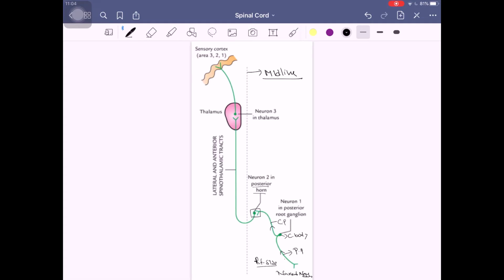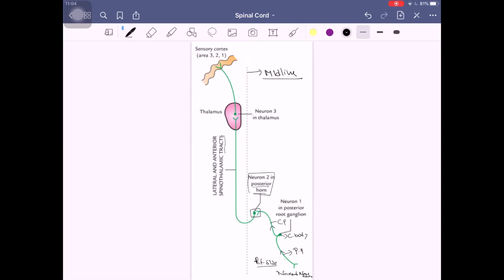Now it is crossing and moving all the way up. You can say the axons of your second order neuron are called a tract, because the moment it comes and synapses in the posterior horn of the spinal cord, the axons start going upward. That is what we call a tract or the funiculus. So it is ascending in the lateral and anterior column, or funiculus, of the spinal cord.